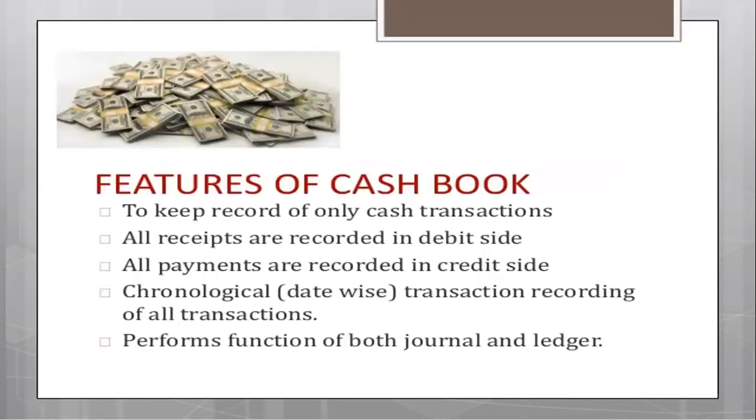Features of cash book. Cash book is used to record all the transactions, but only those which are done in cash. All the receipts are recorded on the debit side. All the payments are recorded on the credit side. Chronologically, the transactions are recorded in cash book. It performs the function of both journal and ledger.